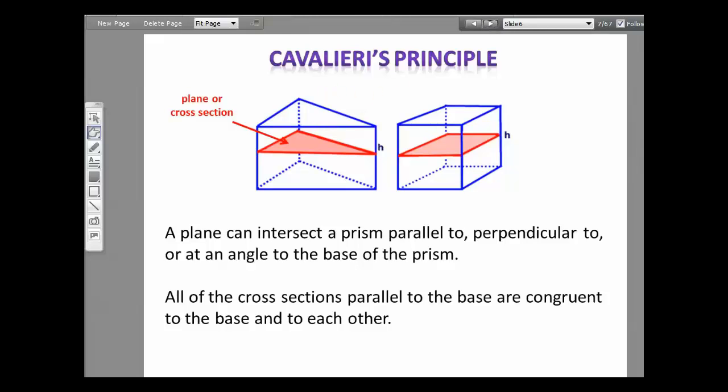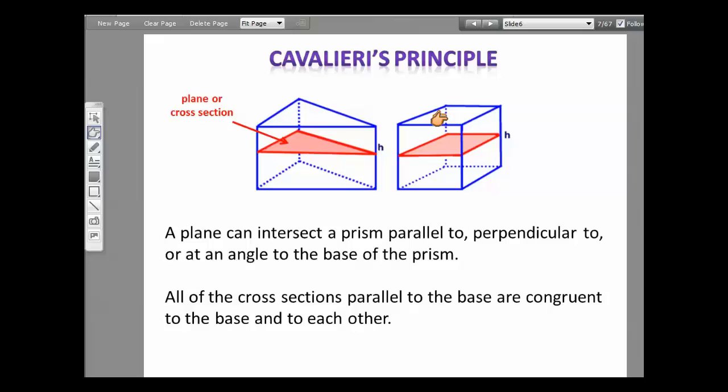First, let's look at a picture. Here's a triangular prism and here's a rectangular prism. This red section right here, in both of them, is what we call a plane or a cross-section. This cross-section is intersecting with the prism. What's neat about this is that this plane is parallel to the top base and the bottom base. Same thing with the rectangular prism.